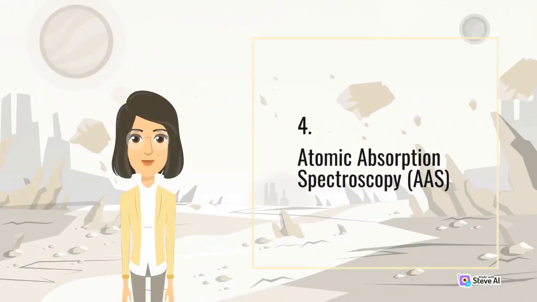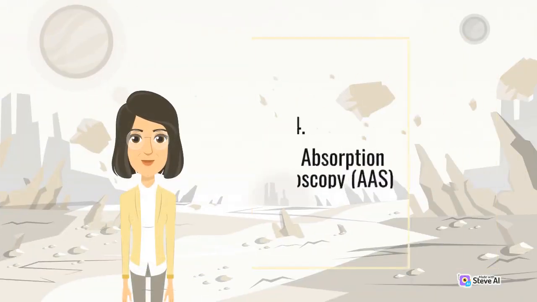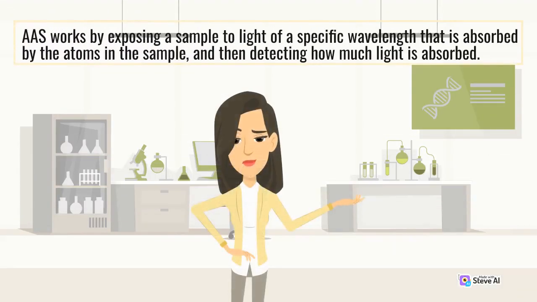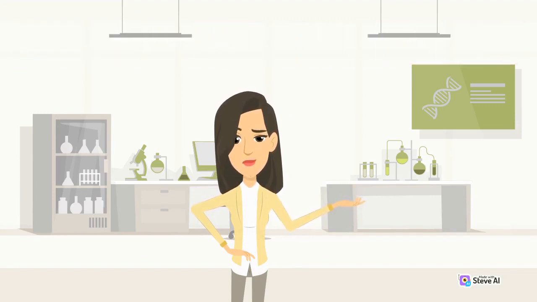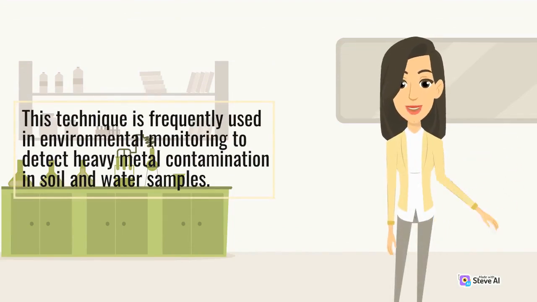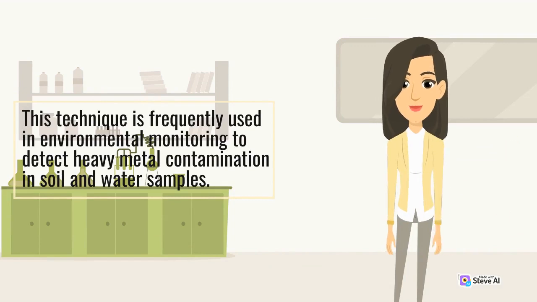4. Atomic absorption spectroscopy, AAS. Atomic absorption spectroscopy, AAS, is a robust analytical technique used to detect the presence of metals such as lead, arsenic, and cadmium in environmental samples. AAS works by exposing a sample to light of a specific wavelength that is absorbed by the atoms in the sample, and then detecting how much light is absorbed. This technique is frequently used in environmental monitoring to detect heavy metal contamination in soil and water samples.